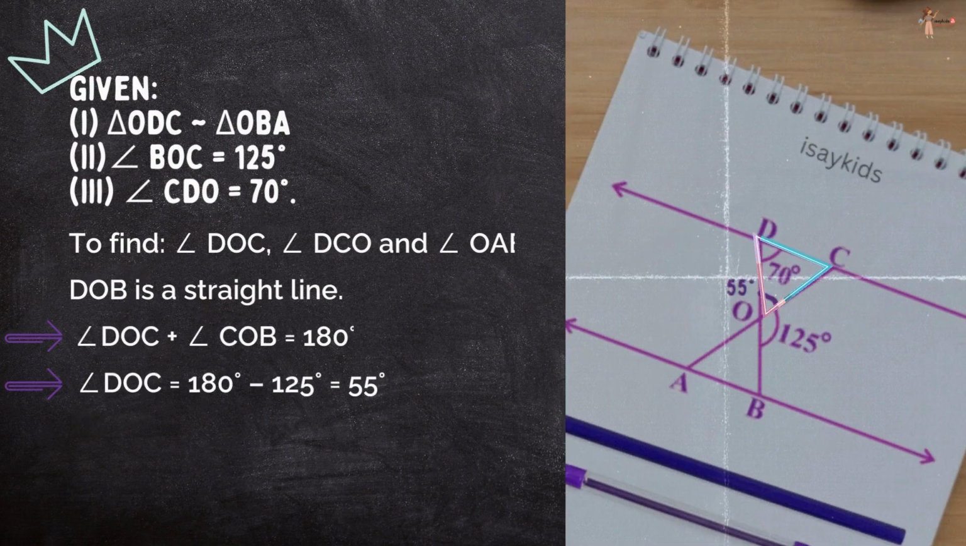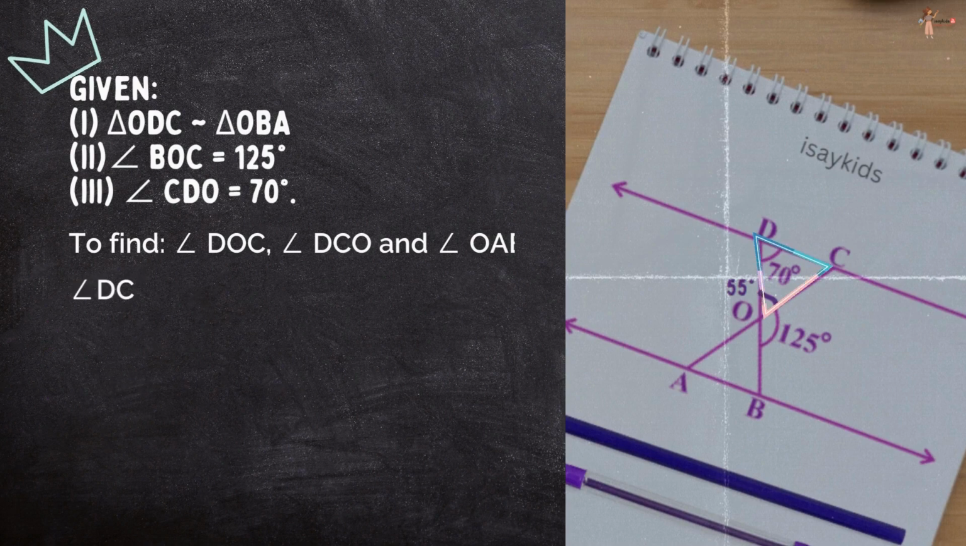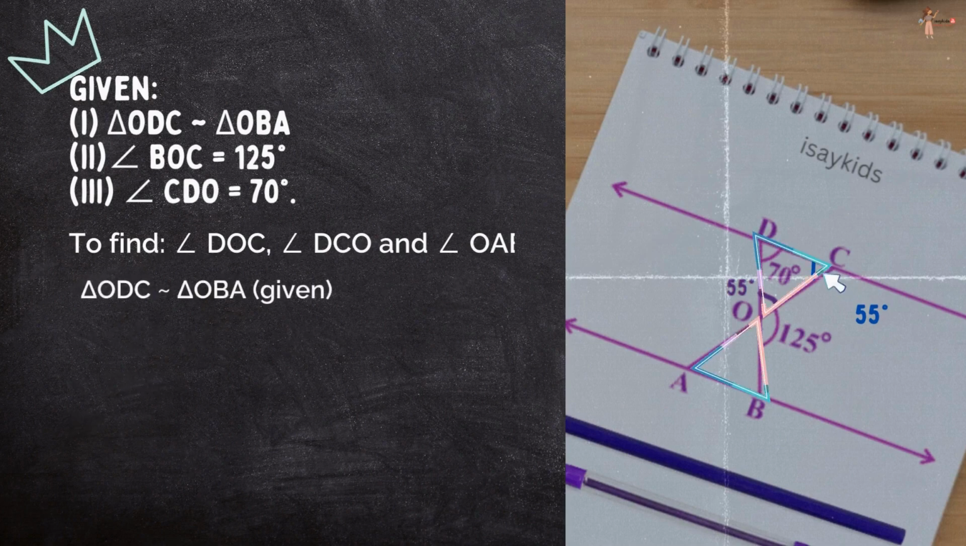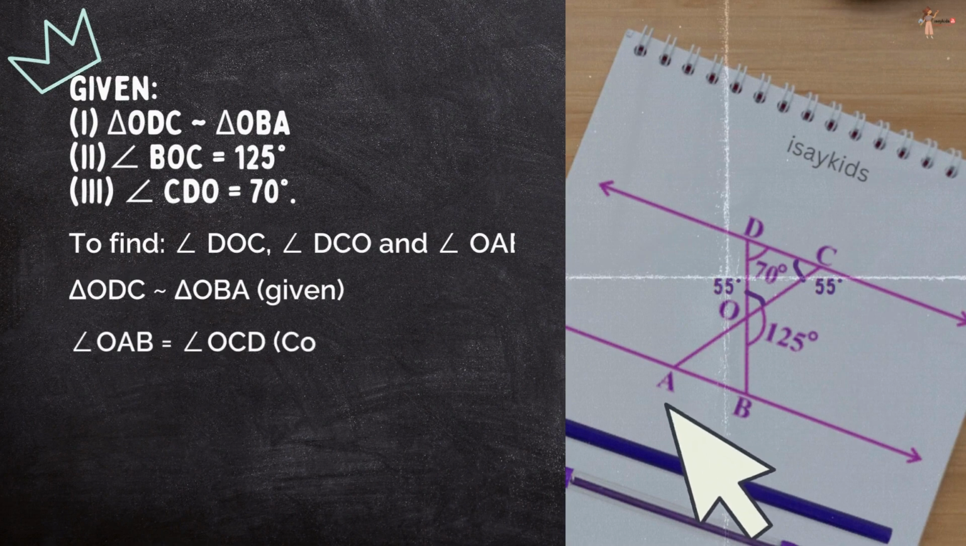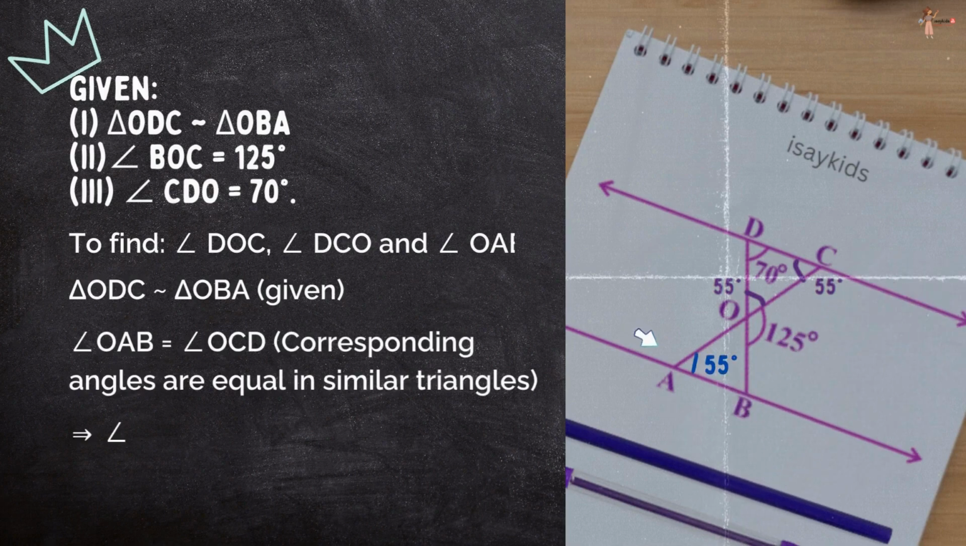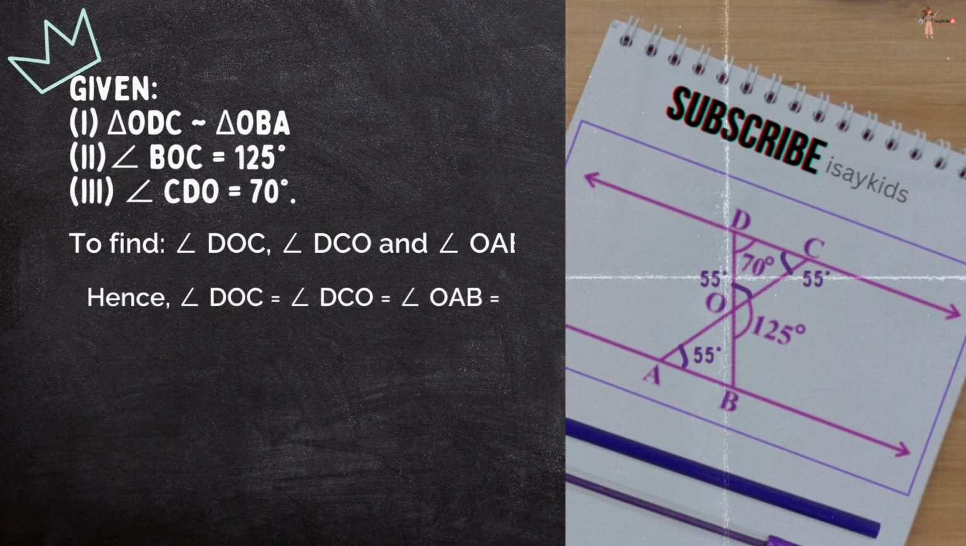In triangle DOC, the sum of the measures of the angles of a triangle is 180 degrees. Therefore, angle DCO plus angle CDO plus angle DOC is equal to 180 degrees, which gives us DCO plus 70 plus 55 is 180 degrees. That means angle DCO is 55 degrees. Now, we are given that triangle ODC is similar to triangle OBA. Corresponding angles are equal in similar triangles. Therefore, angle OAB is equal to angle OCD, which gives us angle OAB to be equal to 55 degrees. So here are the three angles that we needed to find out. Angle DOC, angle DCO, angle OAB all equal to 55.